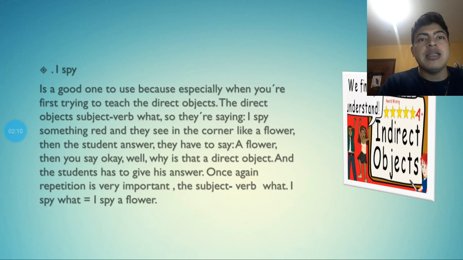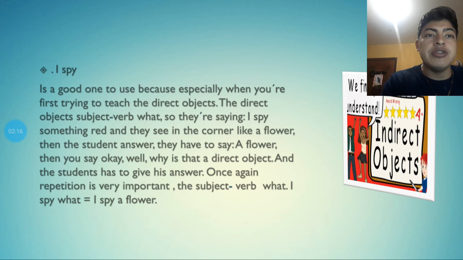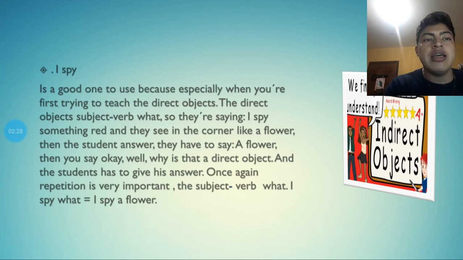The second tip is I Spy. It's a good one to use, especially when you're first trying to teach the direct object: subject, verb, what. They say, I spy something red, and they, for example, see something in the corner like a flower. Then the student answers, a flower. Then you say, okay, well, why is that a direct object? And the student has to give his answer. Once again, the repetition is very important at this point. The subject, verb, what: I spy, I spy a flower.